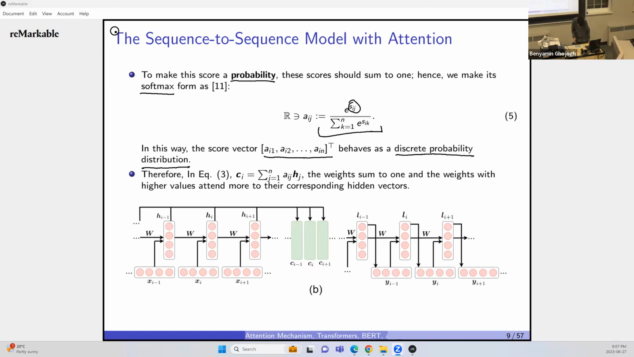Therefore, in equation 3, do you remember? Ci, the context vector, was a linear combination of the hidden states in the encoder. What are the weights in this linear combination? Aij, and we just made Aij a probability. So the weights sum to 1, and the weights with higher values attend more to the corresponding hidden vectors, right?